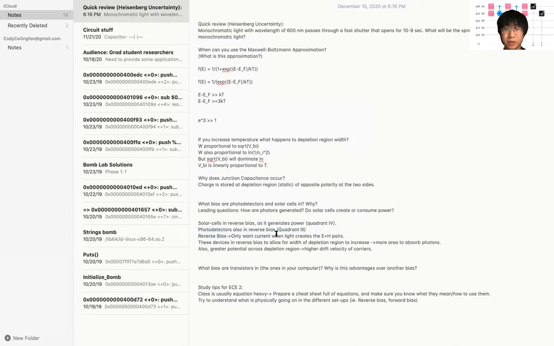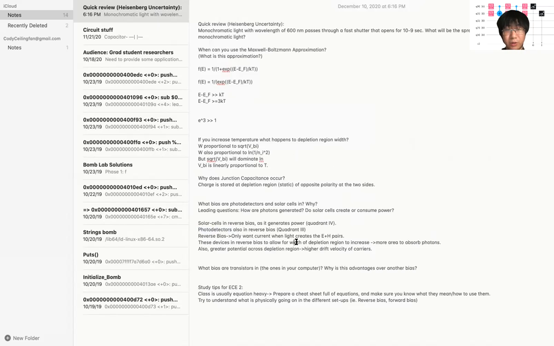So why is that? Photons form electron-hole pairs. They're in reverse bias because the reason you would have a photodetector is you only want current when there's light. So we only want current when the light photons hit the phototransistor and create electron-hole pairs.